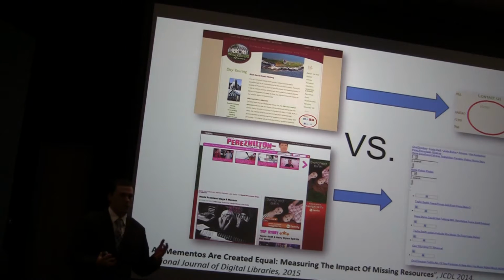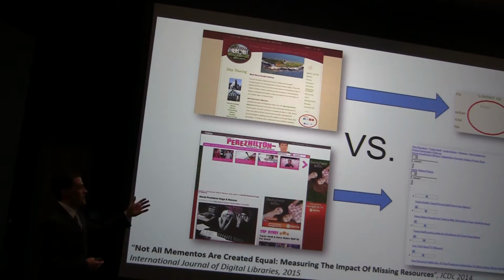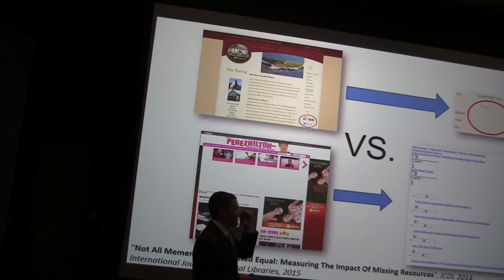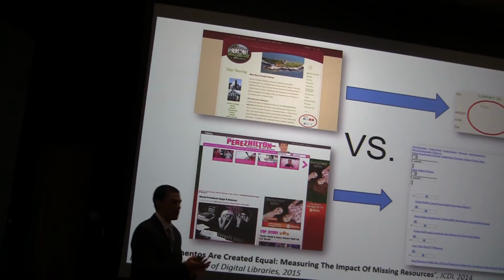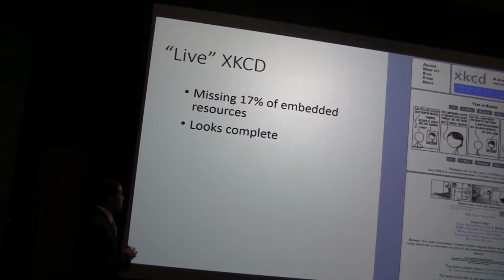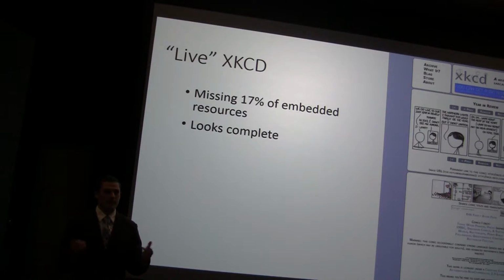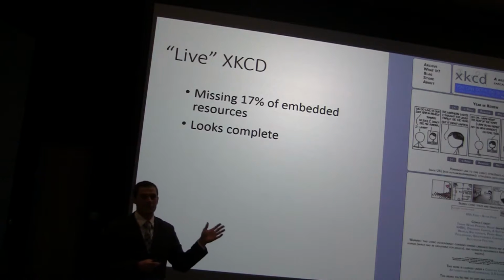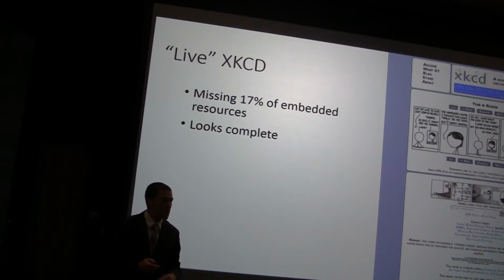So recall the two mementos that we used in our example previously. Clearly missing a few Facebook like icons is different than missing all of the content. So we want to be able to understand the differences between these and automatically measure the quality. Because we're all good computer scientists and look at XKCD all the time to laugh at funny comics, we consider XKCD as an example, and even when live, XKCD is missing 17% of its embedded resources.